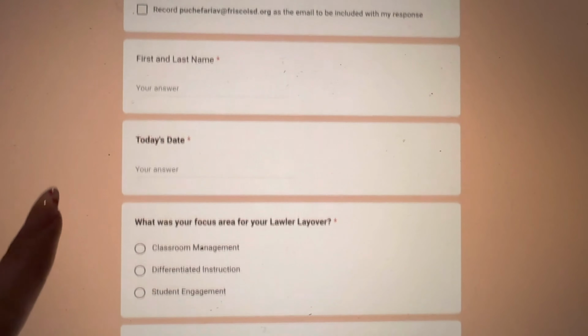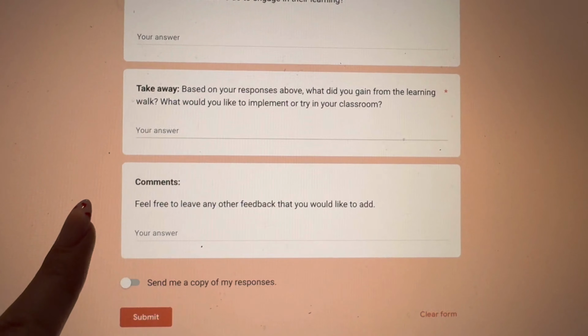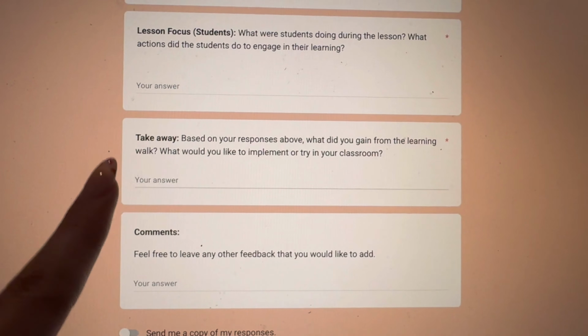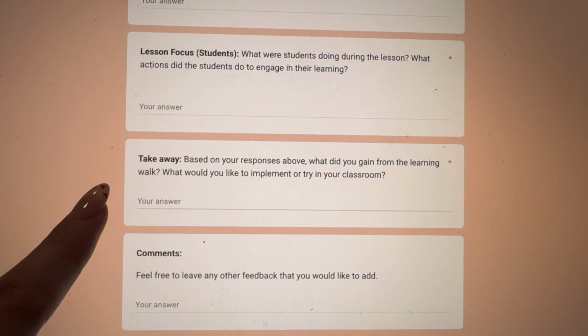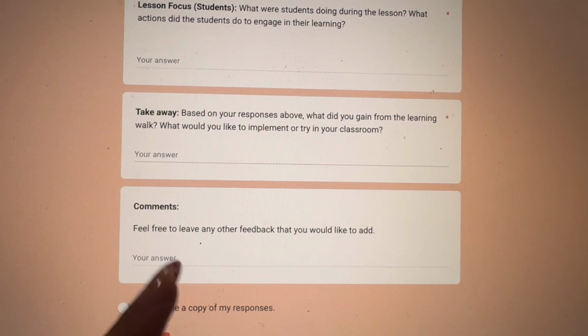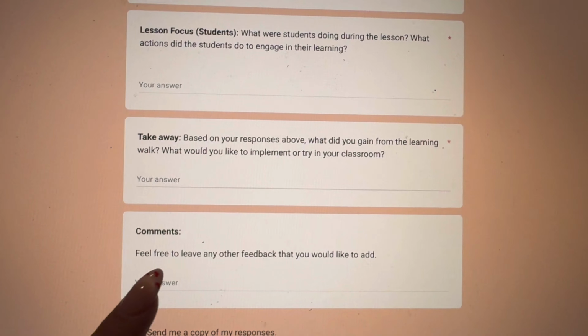So we're making them fill out from top to bottom. And then we will look at these and see what people are getting to take away from the learning walk. And then any feedback that they want to share to that teacher, we would let them know.